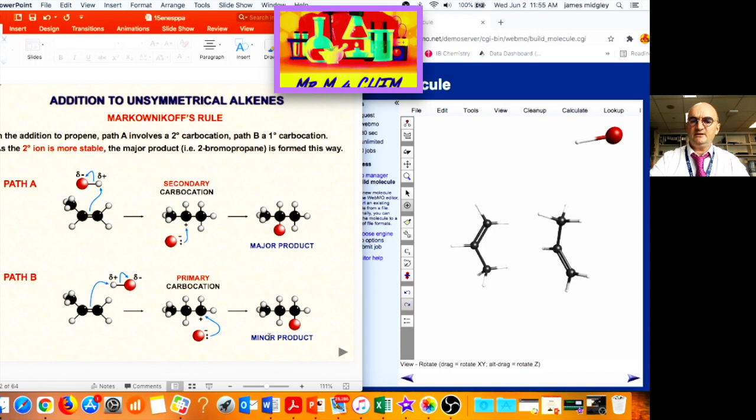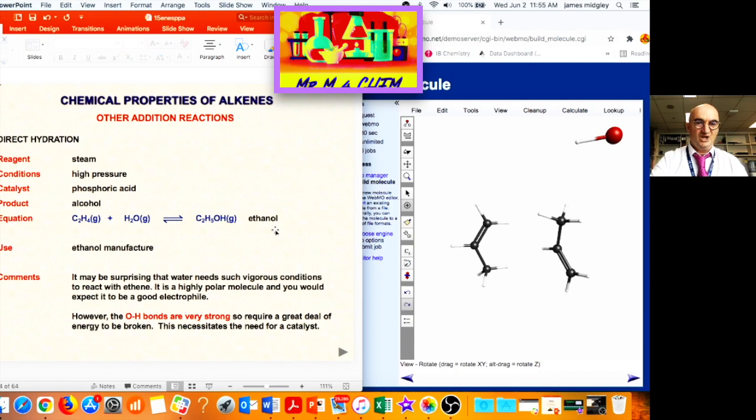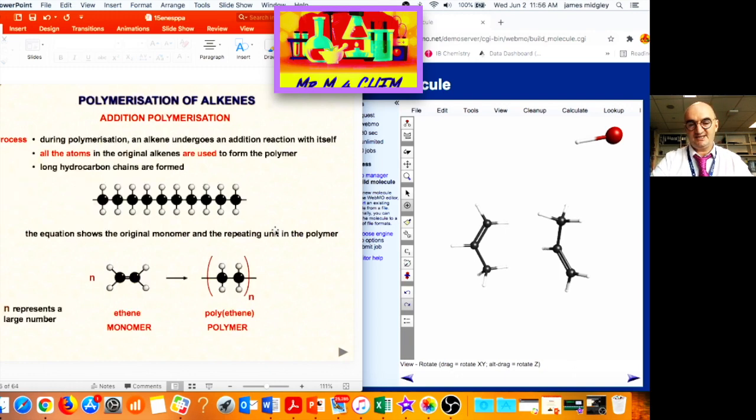We do get a little bit of this one, but 99% is going to be this, the major product. And that's actually called, the proper term is Markovnikov's rule. There's the word for today for you, Markovnikov's rule. We don't need to know that. We do need to know this. Hydrogen with alkenes will make an alkane, used in margarine manufacture, GCSE.